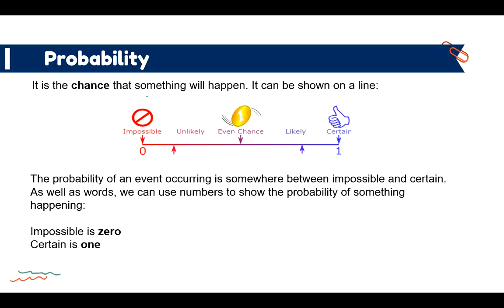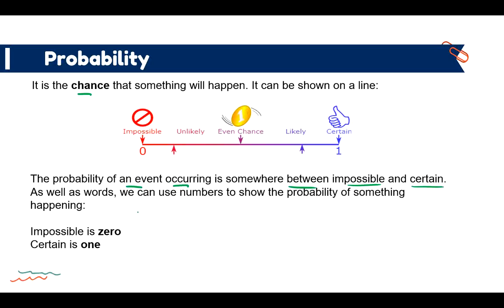Probability is the chance that something will happen. Di ba? Pag sinabi natin probability, chances. Okay, it can be shown on a line. As you can see, there is impossible, unlikely, even chance, likely, and certain. So the probability of an event occurring is somewhere between impossible and certain.